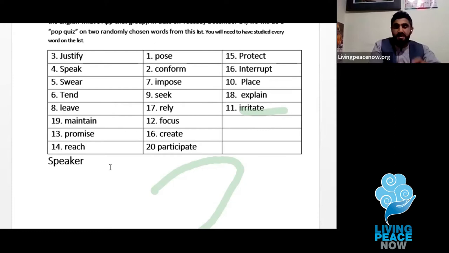And we also use this word for a device, for example, like loudspeaker. Speaking is a gerund. Grammar class. So, how are you? I'm speaking.